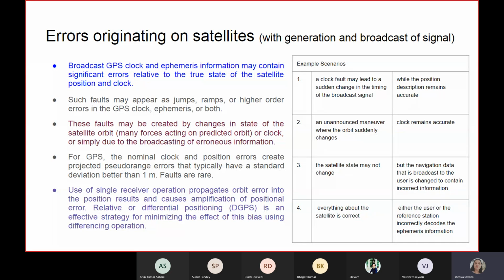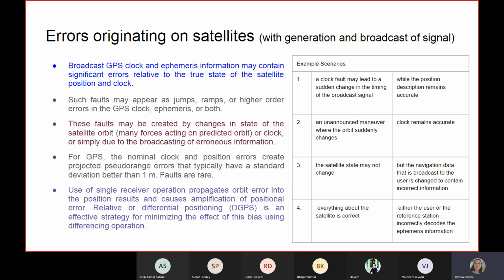We can see some example scenarios in the table. For example, a clock fault may lead to a sudden change in the timing of the broadcast signal while the position description remains accurate. So the position description is describing the true state, or the state it was supposed to be in, but some fault has happened which was not recorded. This is the first scenario. Second is an unannounced maneuver where the orbit is suddenly changing due to various forces acting on the satellite, but the clock remains accurate. This will also produce erroneous information.